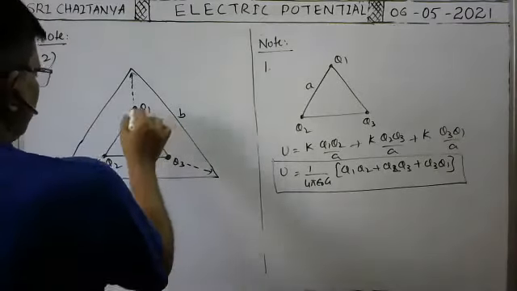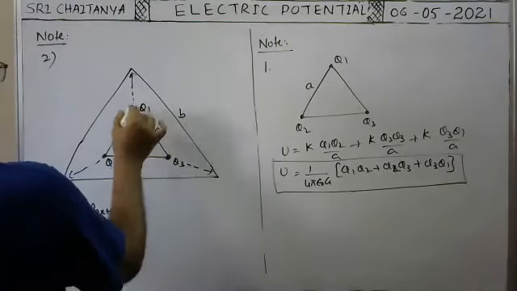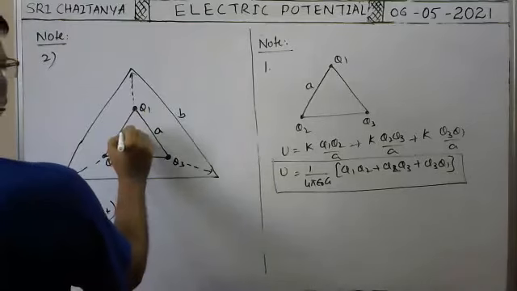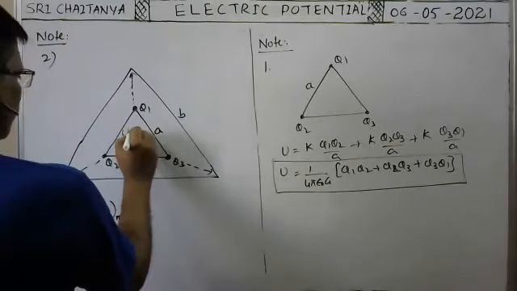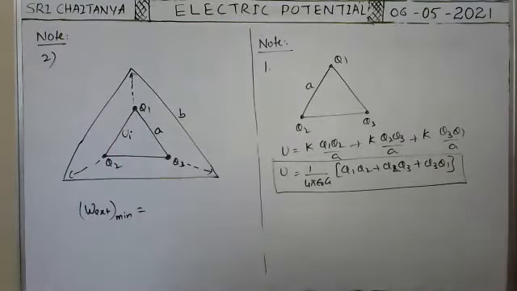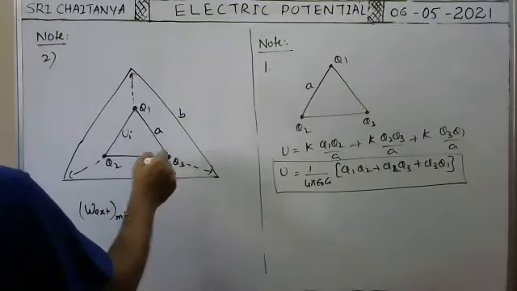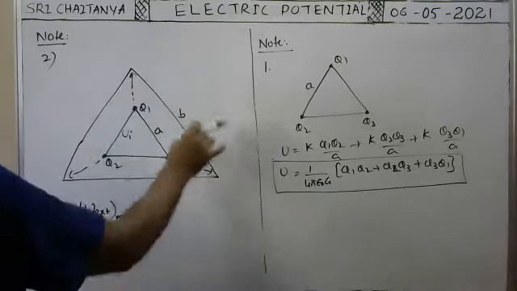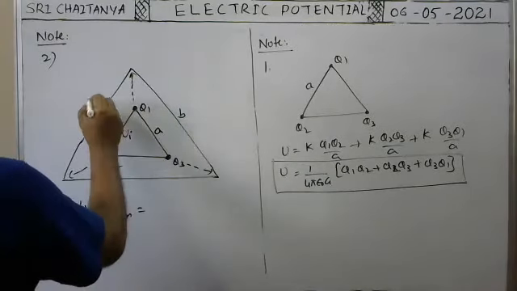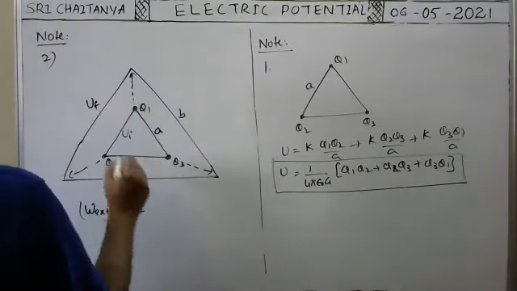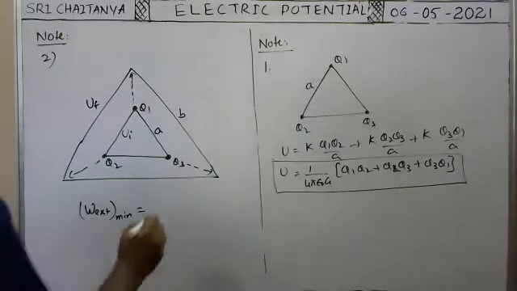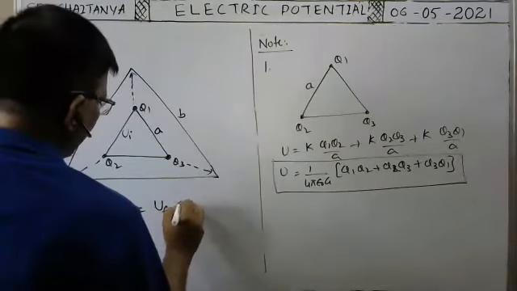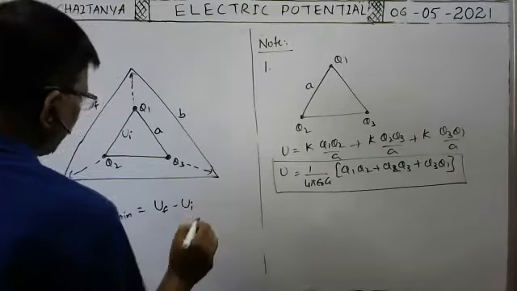Whenever these three charges lie at the corners of the small triangle, the interaction potential energy is the initial interaction potential energy Ui. Whenever these charges are brought to the corners of the outer equilateral triangle, the final interaction potential energy is Uf. Then W external is equal to the final minus the initial potential energy.